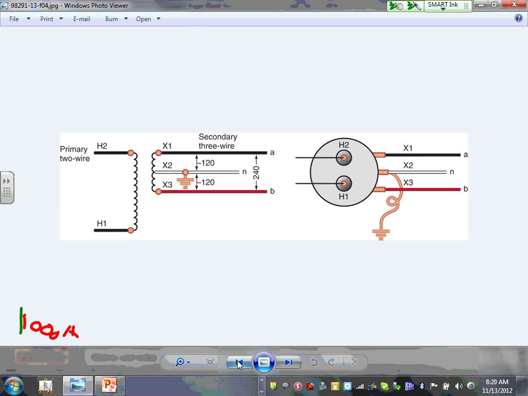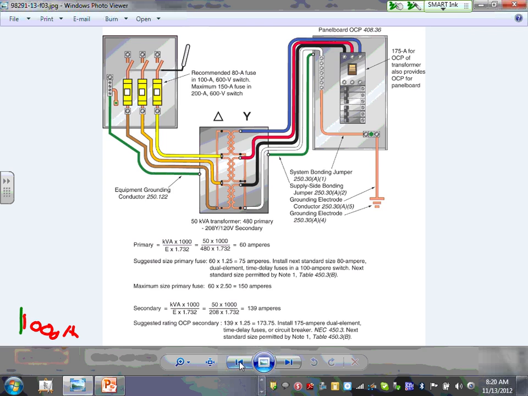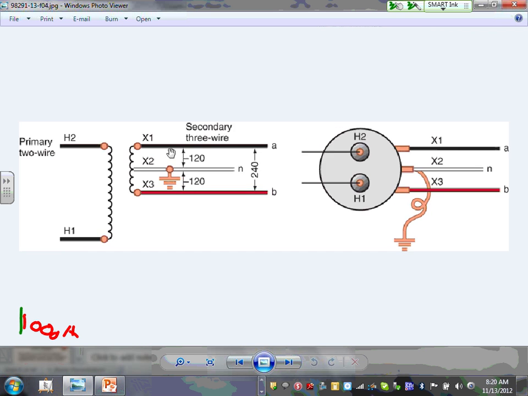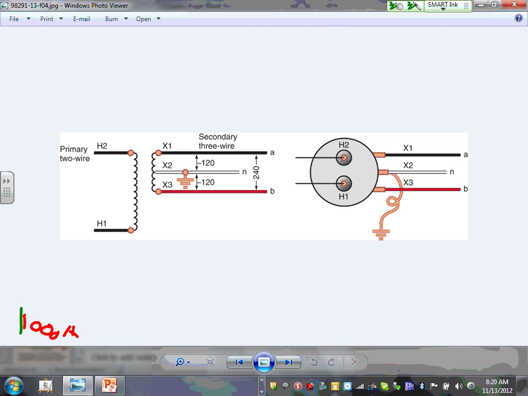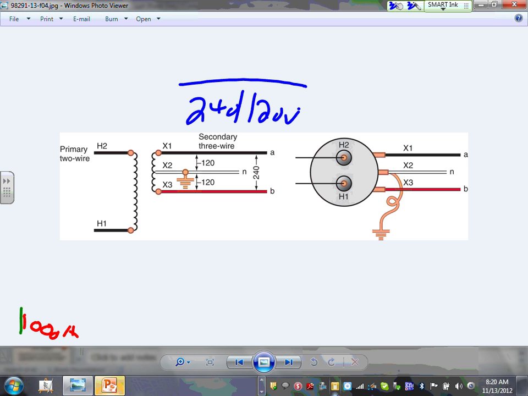Okay, here you go. So here's the most common transformer that you guys are going to encounter. It looks like this. It's center tap. Can you guys see the center tap is grounded, and you get X1, X3, X2, and you get your 240/120 volt service. Dwelling only. We talked about this in this side.